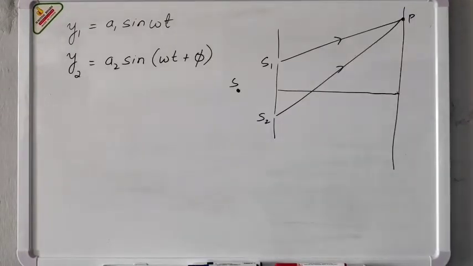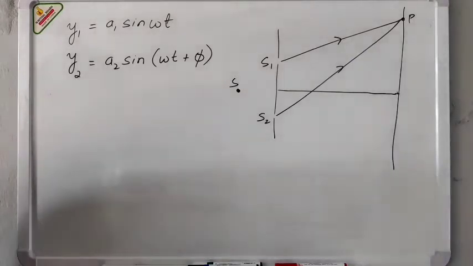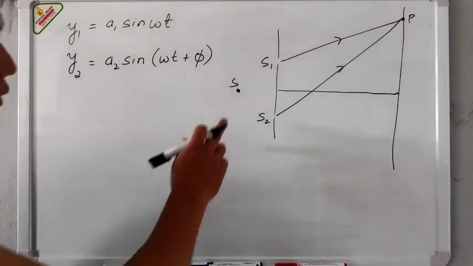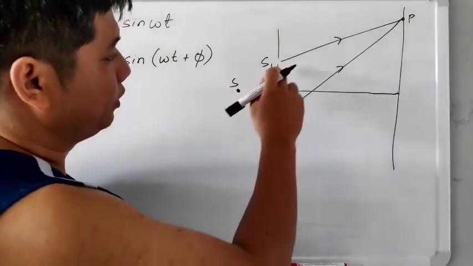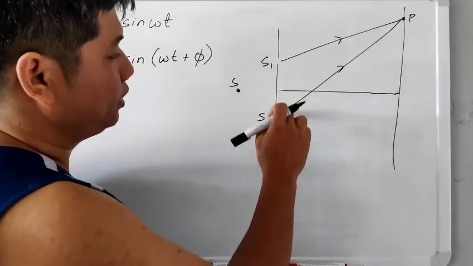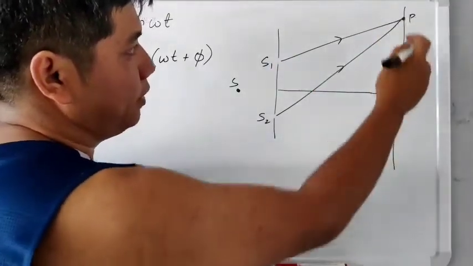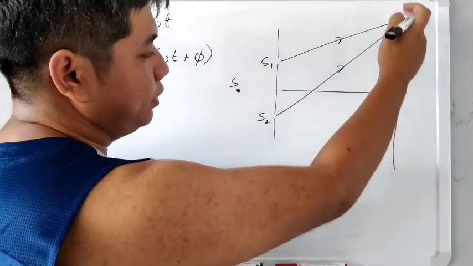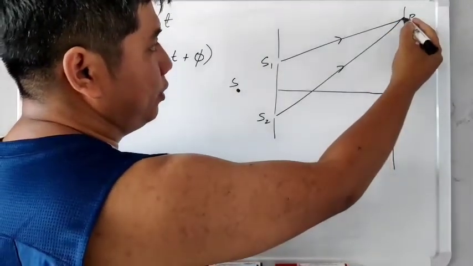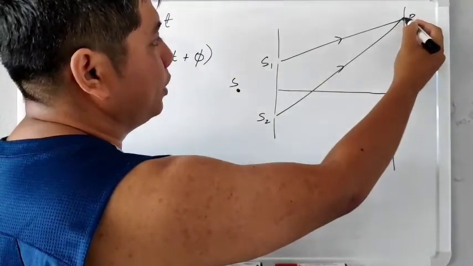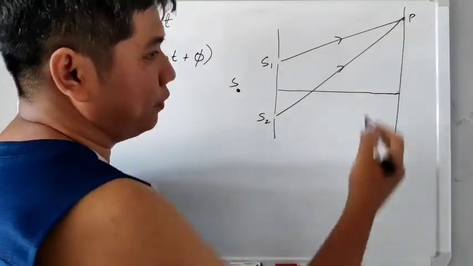Now I'm going to start explaining the conditions for constructive and destructive interference. Here we have a monochromatic source of light. These two are the slits. They act as the source for the screen. This is the screen. P is an arbitrary point on the screen on which we are going to determine whether it is constructive or destructive.